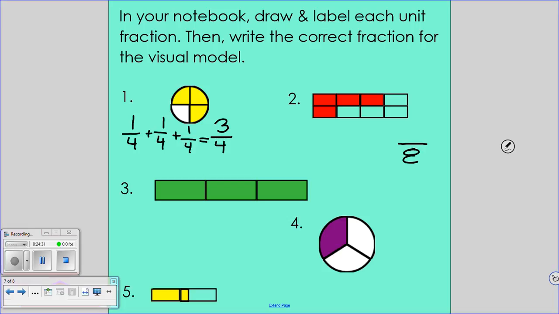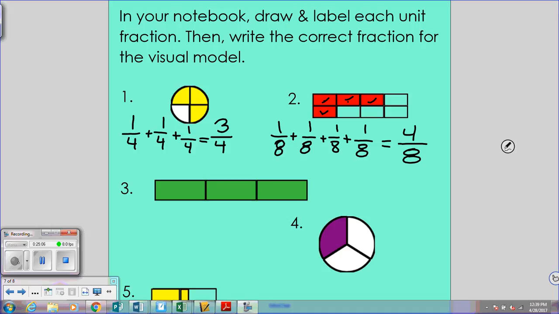Corbin, how many am I using right now? How many? I'm using 4. Alright, let's go back and count them. James, can you help me count them? 1/8 plus 1/8 plus 1/8 plus 1/8 equals 4/8. Beautiful. It's like saying 1/8 plus 1/8 plus 1/8 plus 1/8 equals 4/8. Does that make sense? Let's go to number 3.